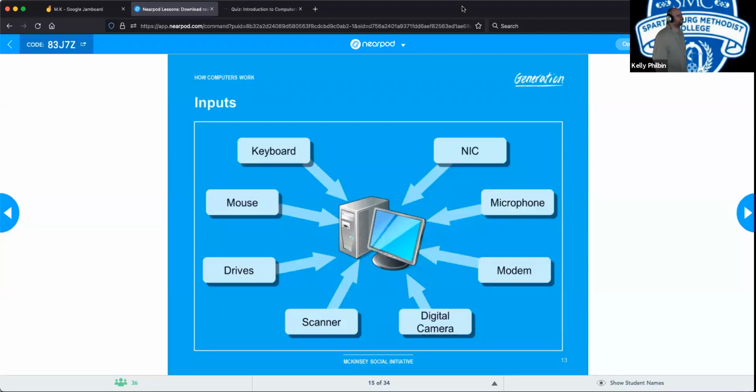All right, inputs and outputs. Pretty straightforward. So you have your inputs: keyboard, mouse, drives, scanners, digital cameras, modems, microphones, NIC. What's a NIC? It's a network card. There you go. Network interface card. Very good. Colloquially referred to as a modem, but this is a misnomer. It is a network interface card. Modem is a very specific thing.